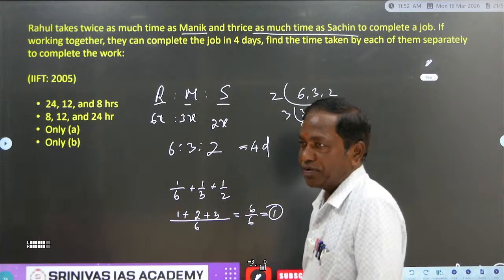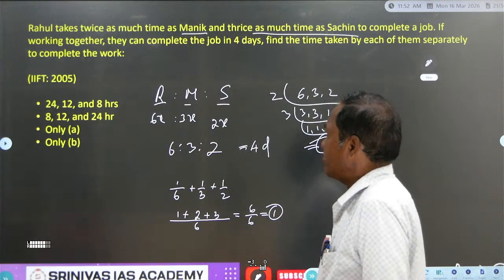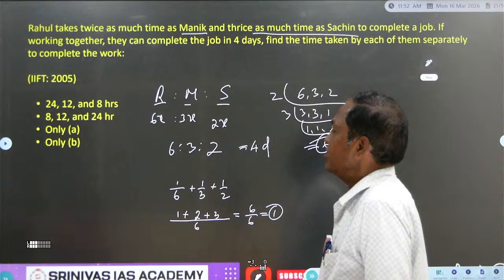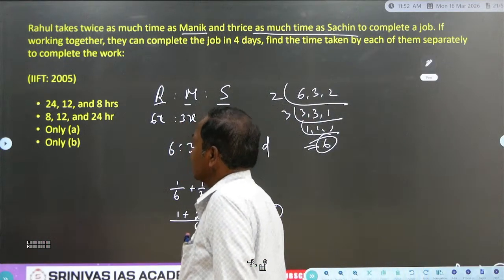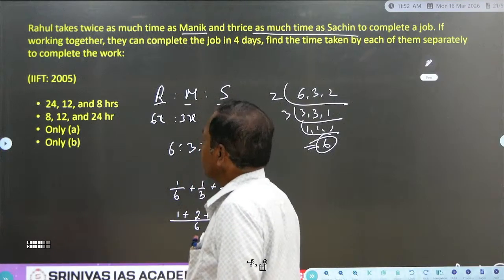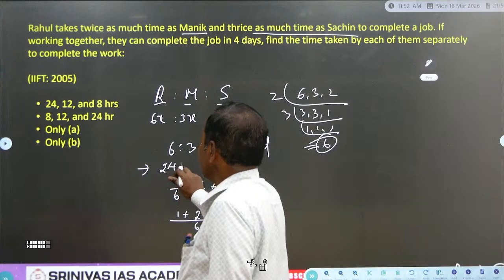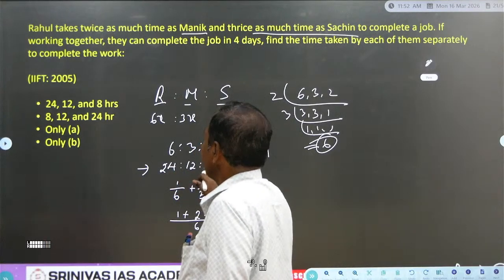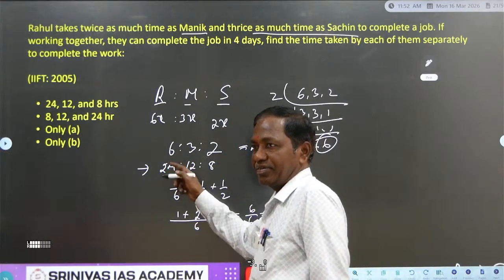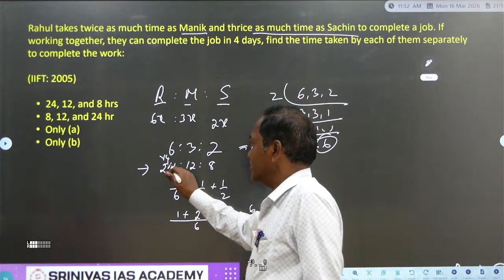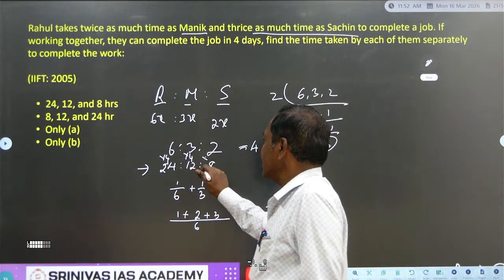Thus, looking at the ratios in the options, it is only A. If you look at 24 and 8, it is twice. Yes, because if you go by the options, what is 6, 3, 2? This is 24, this is 12, it is twice. This is 8. Right, 6 sir, this is into 4, 6 4 sir. If you look at this, 6 2 4, this is into 4, this is into 4.